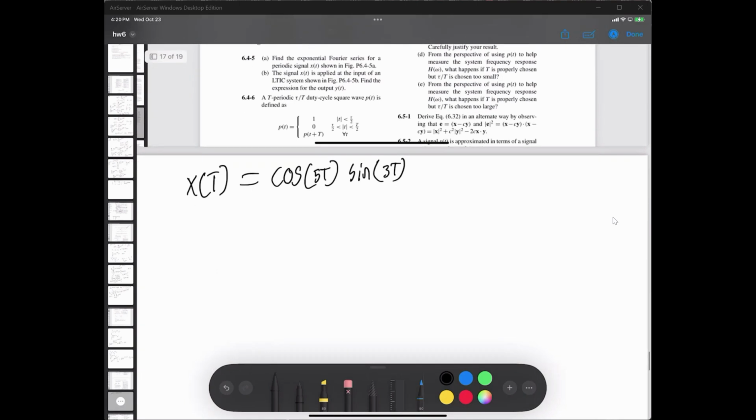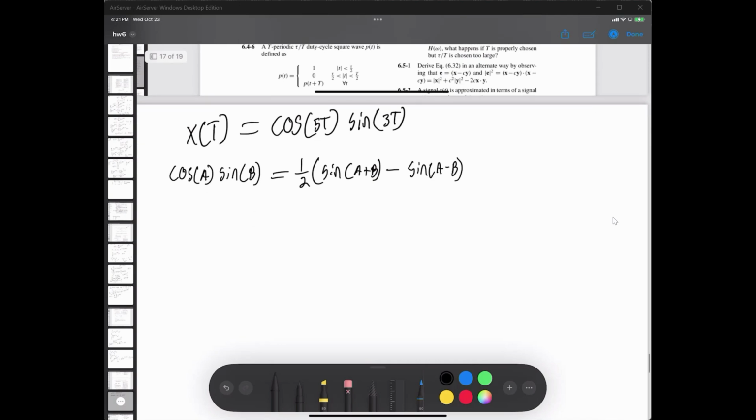With cosine of 5t and sine of 3t, we can't exactly evaluate that just as is. We want one single function to define everything. So we're going to use a trigonometric identity: cosine of a times sine of b is equal to 1/2 times sine of a plus b minus sine of a minus b.